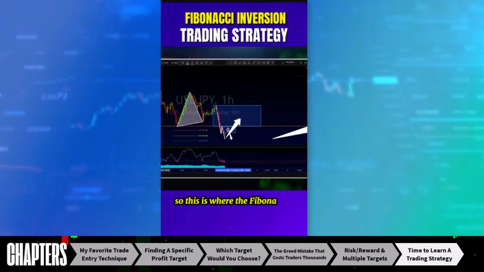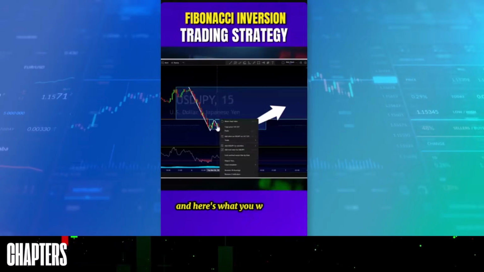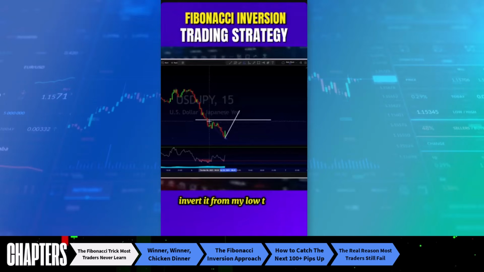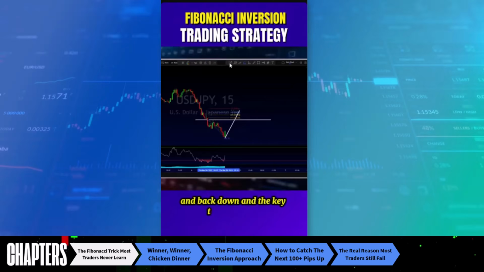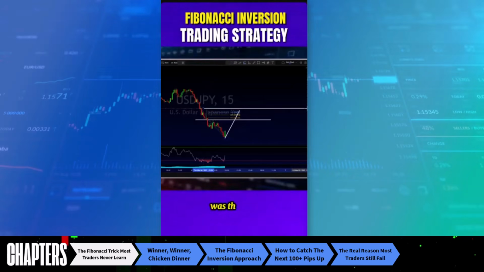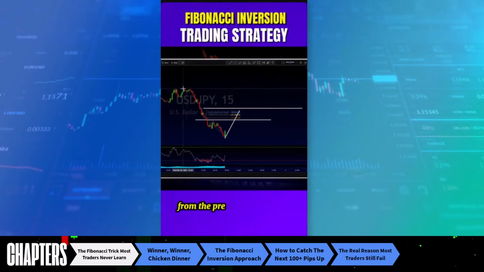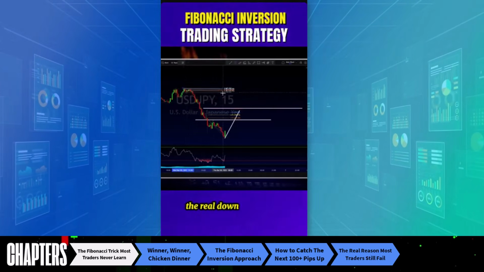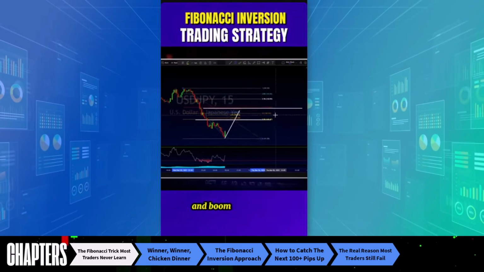So this is where the Fibonacci inversion tactic came in. And here's what you would do. Take my Fibonacci extension tool, invert it from my low to that outside return and back down. And the key trigger for me, right, was the 1618. I then took my Fibonacci retracement from the previous swing high of the, quote unquote, real downward move, right, to here. Oh, this is going to work perfect. And boom, the overlap.